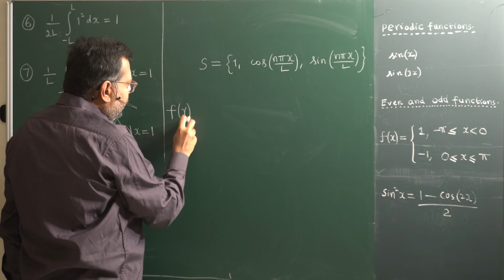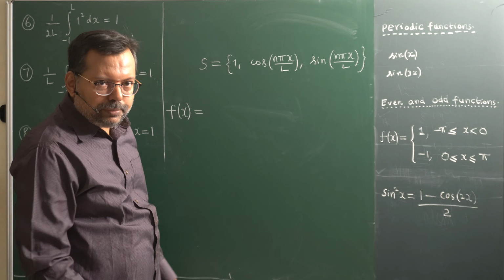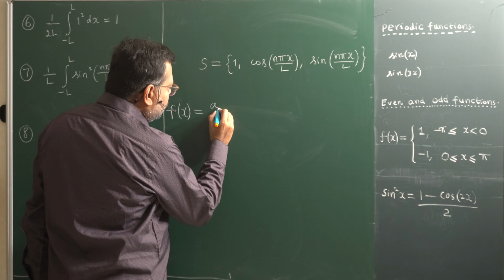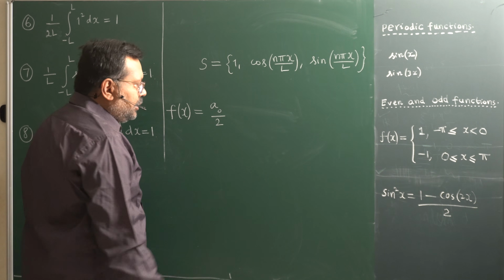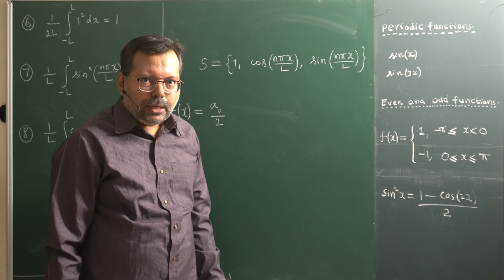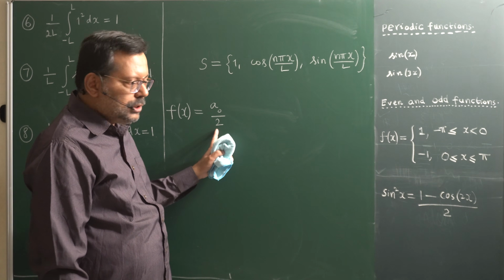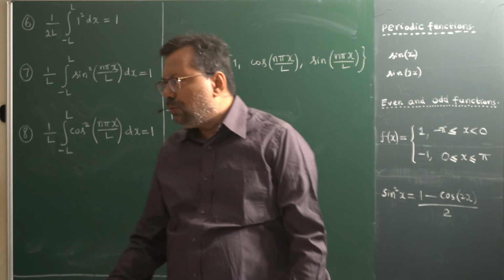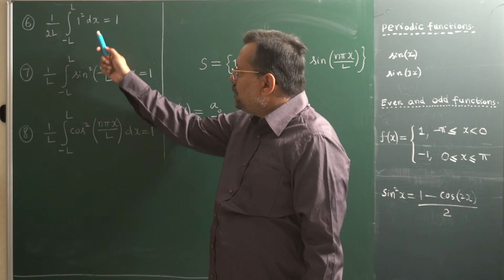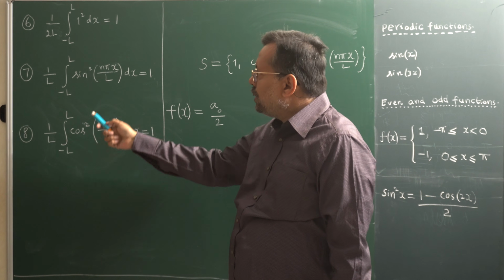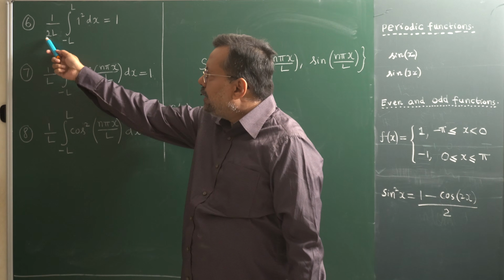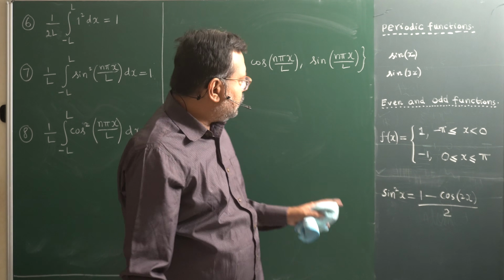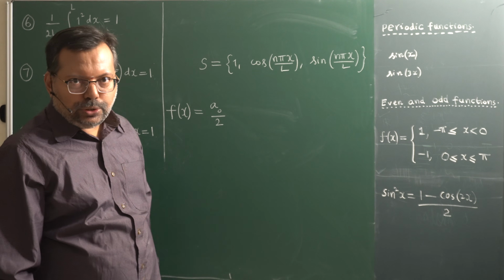Any arbitrary, or rather periodic, function can be written like this: a constant. The constant I am going to represent by a0 by 2. And now you can understand why the 2 comes into the picture. The constant will have an additional factor of 1 by 2. That's what I told you here. This is a constant term, this is the sine term, that's a cos term. Only for the constant term is an additional 1 over 2 there, so for the constant term alone you have to put a 2 here.